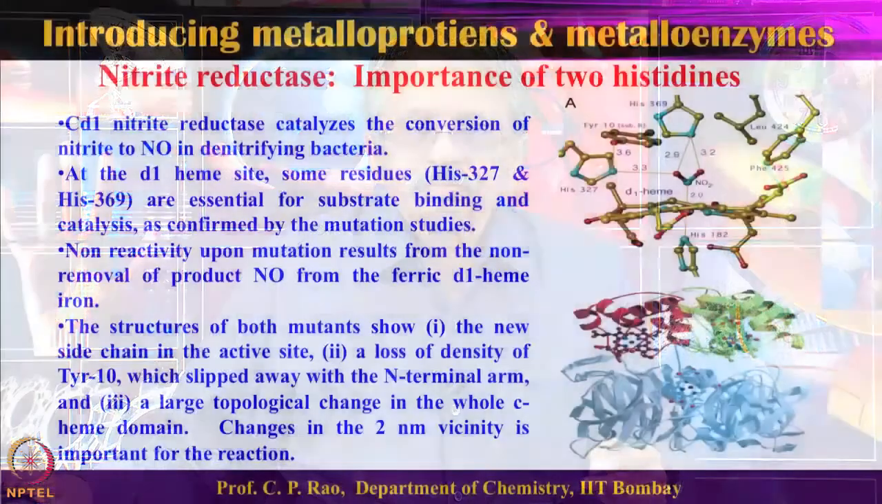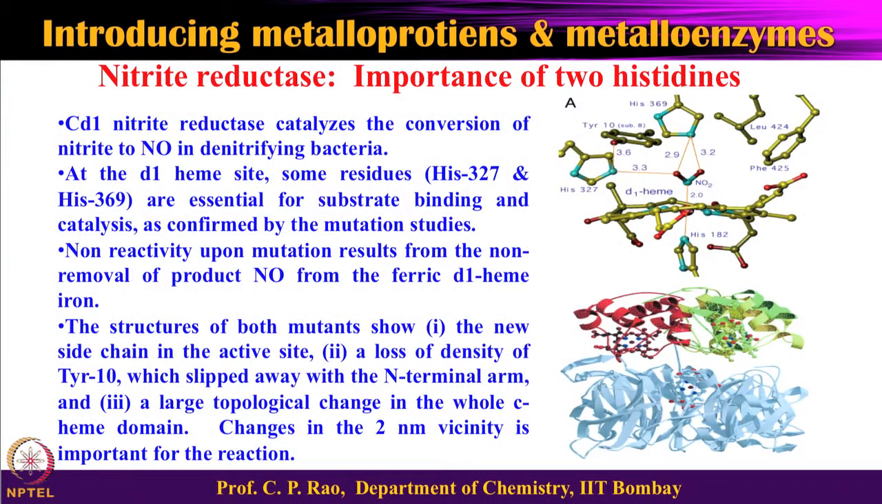Therefore, that kind of a process is called mutation, and when you do the mutation in this particular case either at histidine 327 or at histidine 369 or at both of these, what they find is that there is no product coming out of this particular enzyme. Actually, it is not that the reaction does not occur, the reaction occurs to a reasonable extent, but the product does not dissociate, the product does not come out of this particular system.